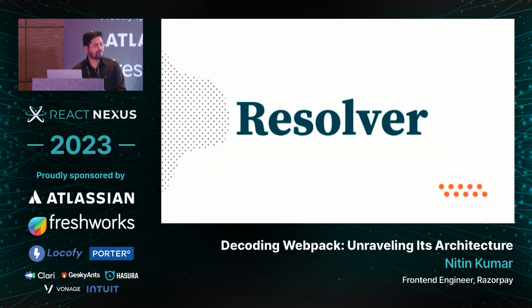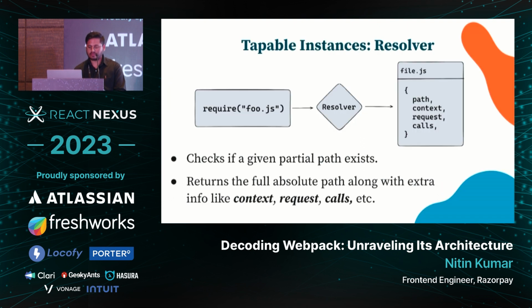Then the next tappable instance is resolver. So what is a resolver? You all know that whenever you do require foo.js in any JavaScript file, the Node.js resolver will automatically resolve it to the foo.js file, or you can also specify relative paths. But for Webpack, we needed an enhanced resolver, which can do a little more than the default Node.js resolver. So we have created our own resolver, which is an enhanced version of the default Node.js resolver, and we are maintaining it as a separate project.